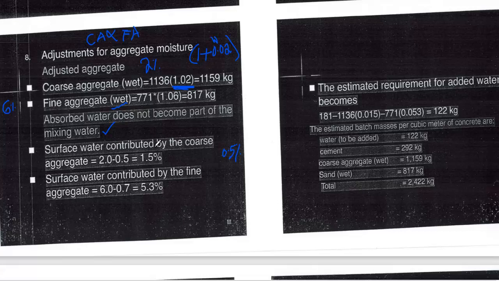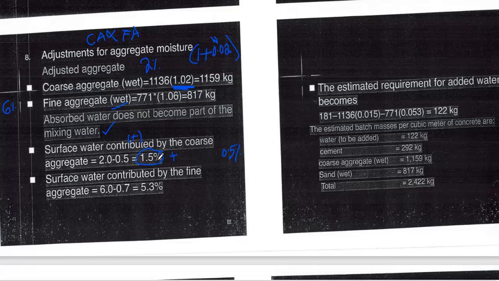So what is the balance? 1.5%. It will add 1.5%. So that's why they said surface water contributed by the coarse aggregate. Contributed means adding. So how much percentage?